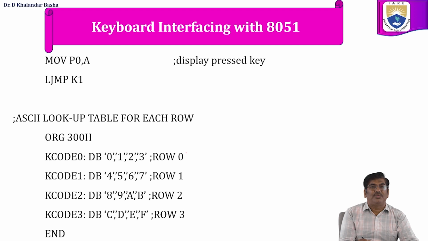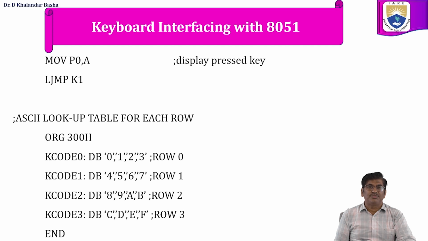Next, the ASCII lookup table is loaded at address 3000H. In code 0, 0, 1, 2, 3 is loaded for row 0. K code 1, then 4, 5, 6, 7 is for row 1. Code 2, 8, 9, A, B is loaded for row 2. K code 3, C, D, E, F is for row 3, and end. So this is the program for keyboard interfacing with the 8051 microcontroller.